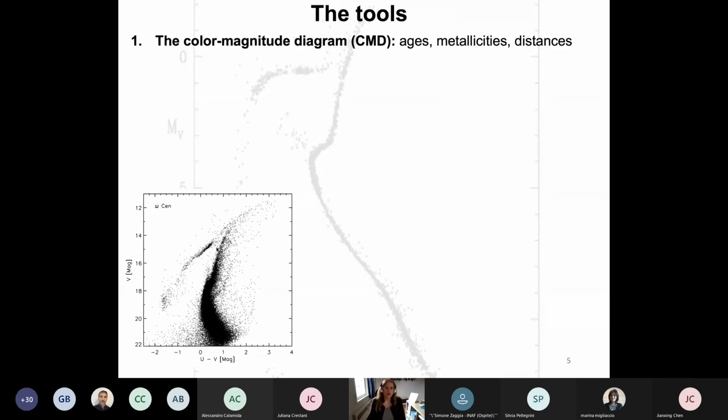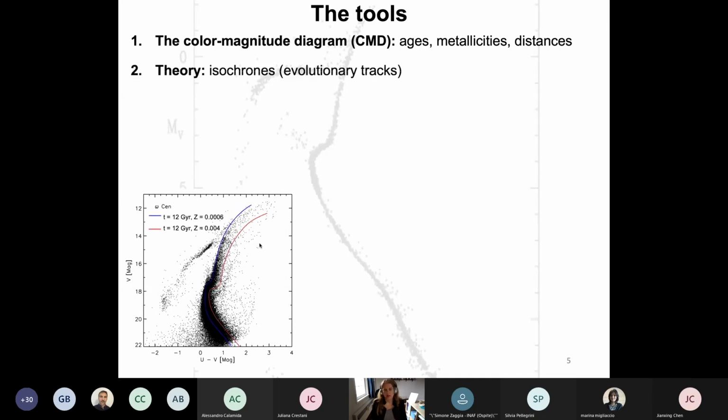The tools that we use to study globular clusters are the color magnitude diagram, that is the equivalent of the Hertzsprung-Russell diagram, but instead of luminosity we have magnitude here, instead of temperature we have the color. And this can allow us to estimate the age, metallicity, and distance of the star, in particular when we compare it with models. So we compare the color magnitude diagrams with evolutionary tracks. And when a track is estimated for a fixed age, like in this case 12 gigayears, then it's called an isochrone. And in this case, there's a very good agreement.